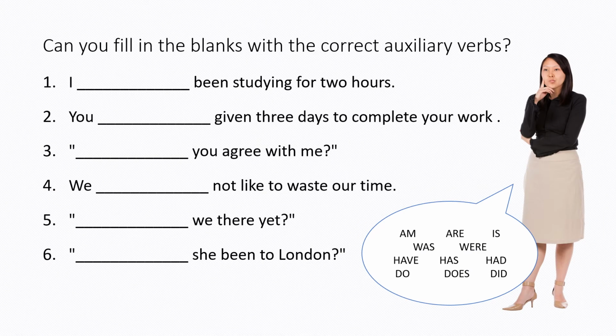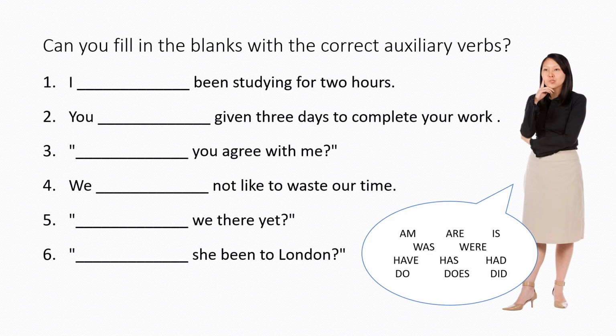Now that you have learned what auxiliary verbs are, let's see if you can answer these questions. For question number 1, which auxiliary verb is suitable? You can choose any one of the auxiliary verbs in the speech bubble. Let's read these sentences and fill out the correct auxiliary verbs in the blanks. Remember, auxiliary verbs are verbs that do not show action.